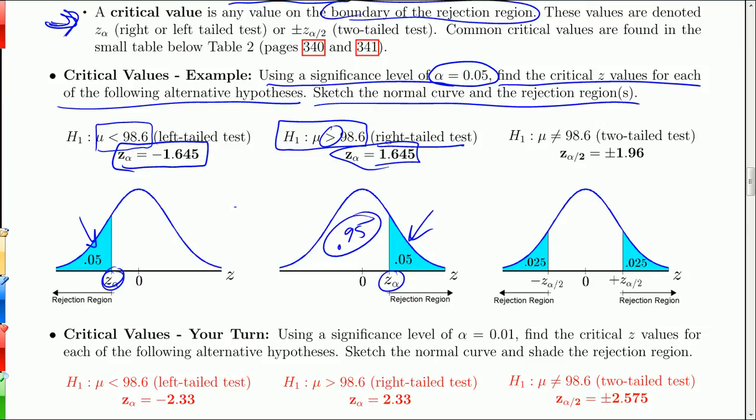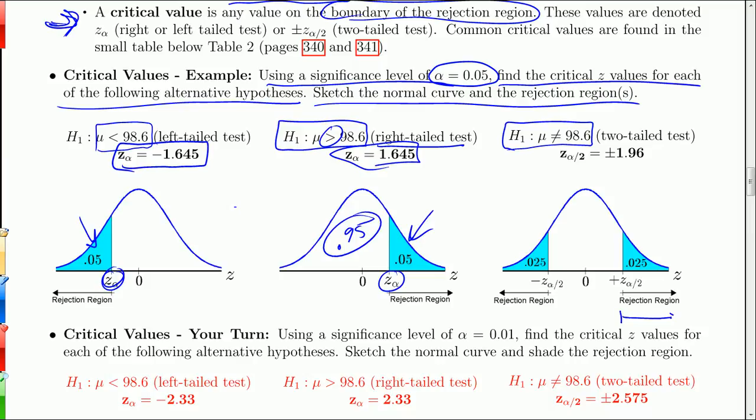If I have a two-tailed test, that means my alternate hypothesis has this not equal to sign. Sorry, I said null at first, but this was the alternate. The null hypothesis will always have equal. The alternate has this one here. So the alternate has a not equal to sign. That means I'm going to reject my null hypothesis if my test statistic is either too high or too low, too far away from 98.6.